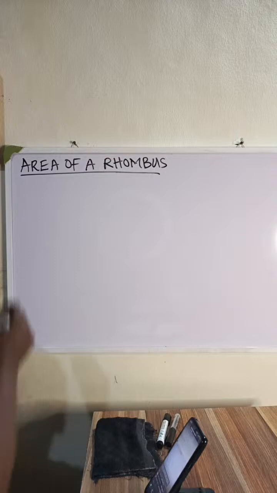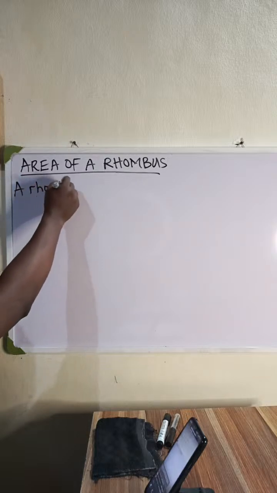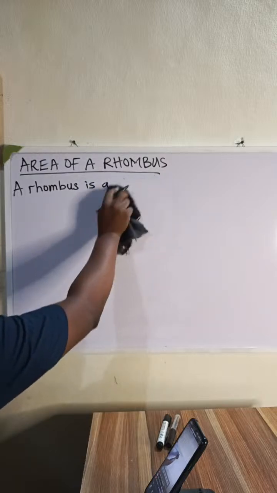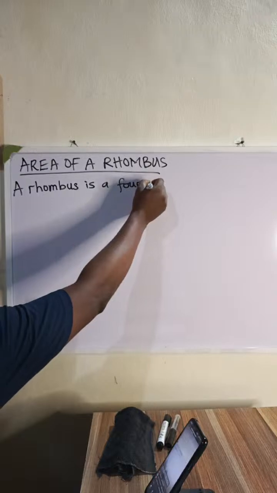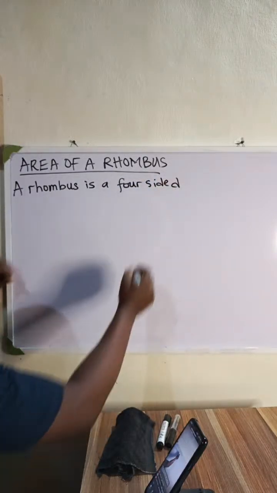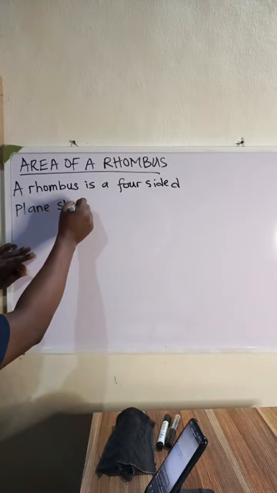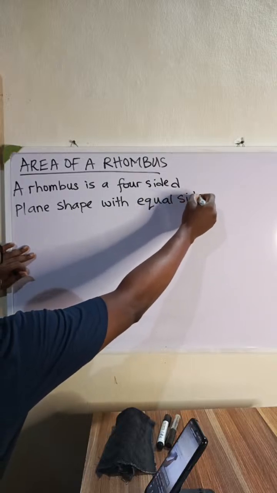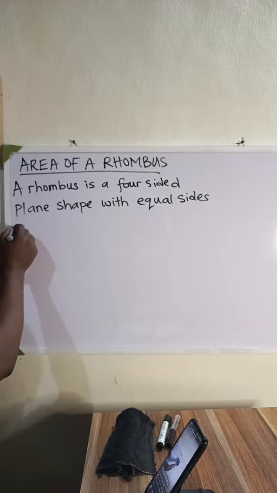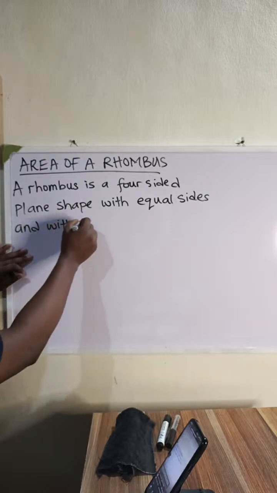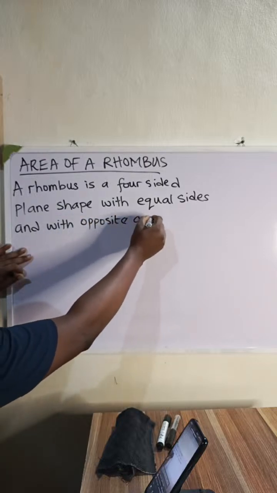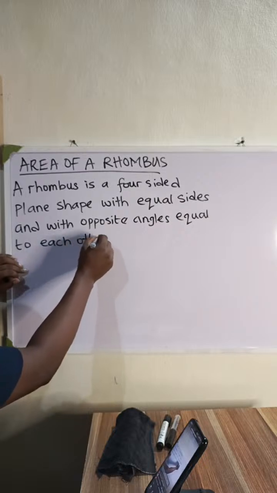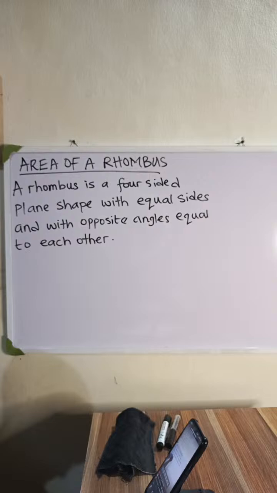rhombus. So a rhombus is a four-sided shape with equal sides and with opposite angles equal to each other. So a rhombus is a quadrilateral, okay?